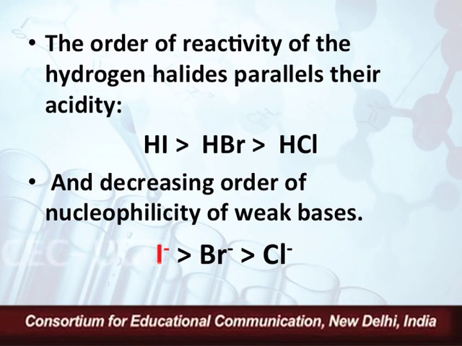Secondly, what we find is that the order of nucleophilicity of these bases is also iodide greater than bromide greater than chloride. The reason being that the iodide atom is larger in size, and therefore the negative charge is more polarized and it can act as a better nucleophile.